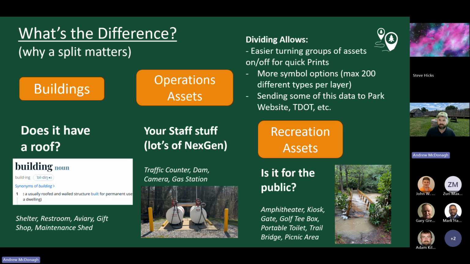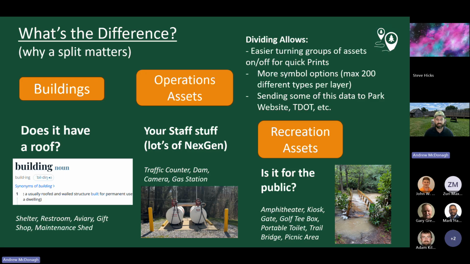The operations assets are the stuff that the public does not need to know about or use. Things like the traffic counters or a dam and a spillway or a levee, cameras, the gas station. That's not a point that we're going to add to a map that we ever want the visitor to see and show up at your maintenance yard looking for a diesel refill. I'm sure you probably had that happen before, but we're not going to do that.